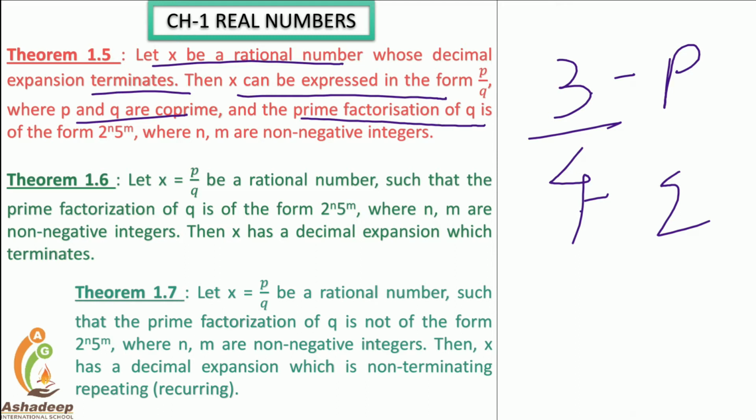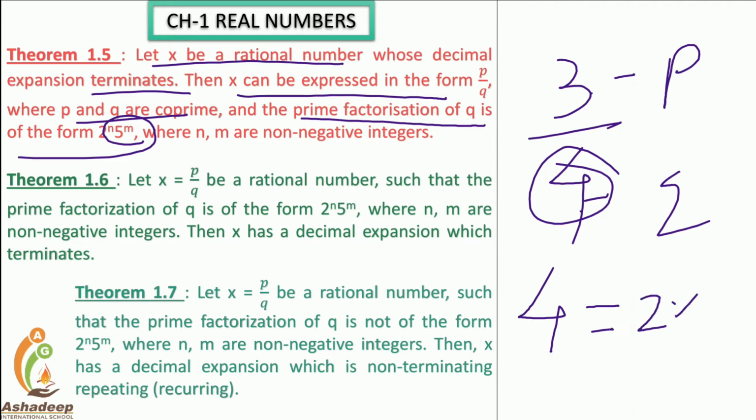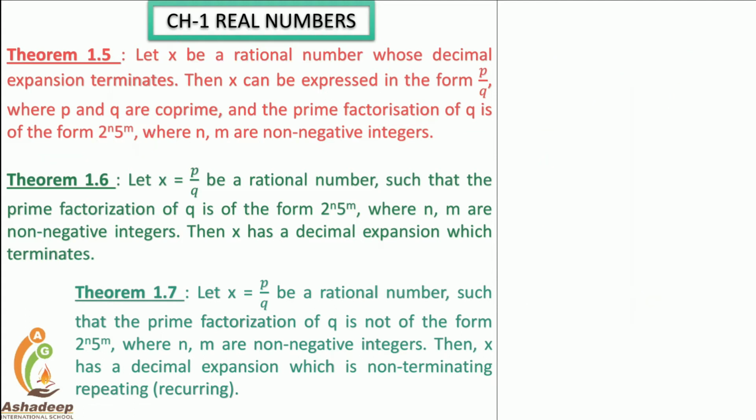So the prime factorization of q is in the form 2 power n 5 power m. Here q is nothing but 4. So 4 can be written as 2 multiplied by 2, which is 2 power 2. So it is of the form 2 power n. That is fine. Why is that fine? Because the answer of 3 by 4 is 0.75. Okay, now let's move ahead.